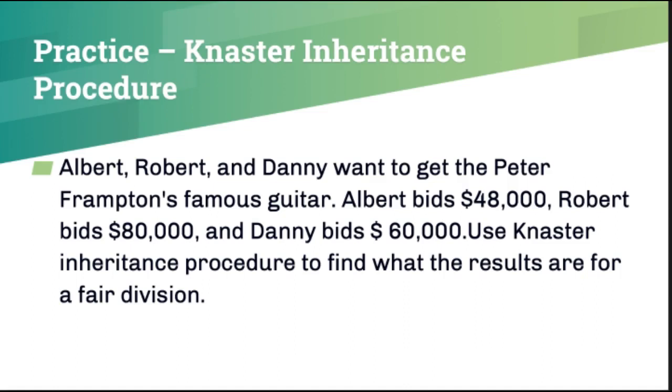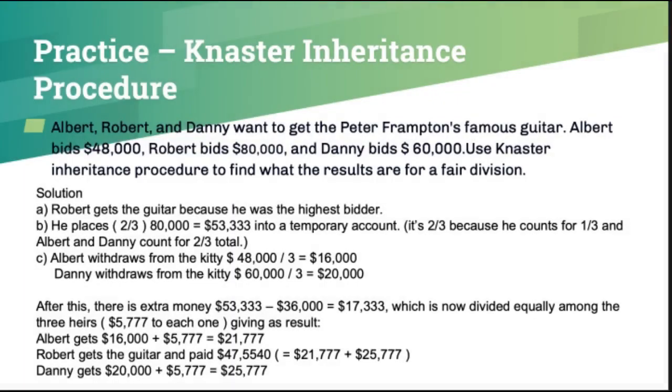Based on the bids, the person who bids the highest is always going to get the item. But because the other two people do have an ownership in that guitar, they have to get something in return if they don't get the guitar. So here's what we do. Robert gets the guitar because he was the highest bidder. And then you take his bid, which is 80,000, and he's going to take 2/3 of that and put it into a temporary account, or what's sometimes called the kitty or the pot.